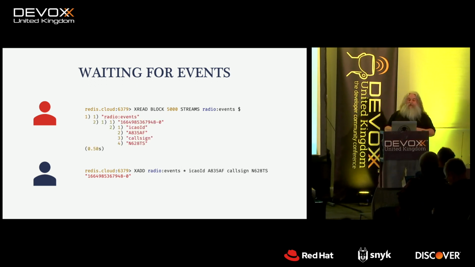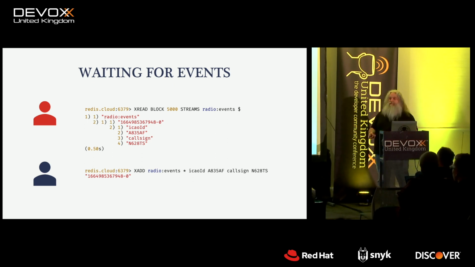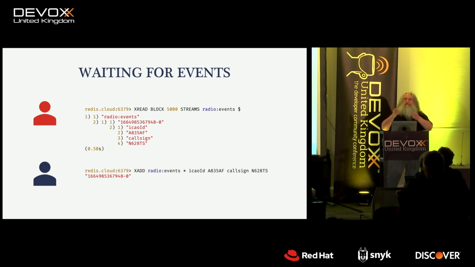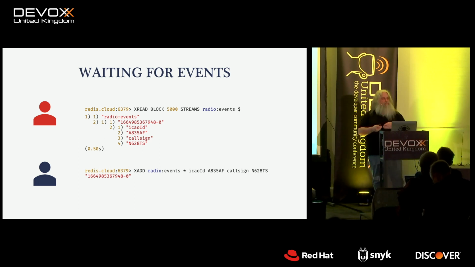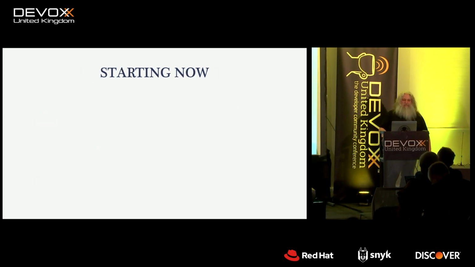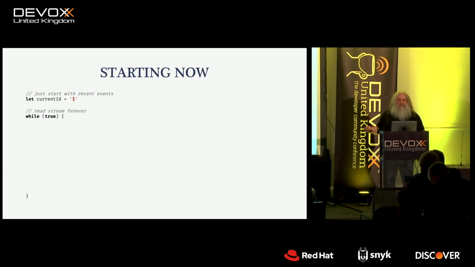Then for subsequent calls, you wouldn't want to do $, you'd want to use the ID of the message you just got, because that will get you everything after that. If you do $ again, things can come in before you call again, and you could miss messages. So you kick it off with the $ sign, then you start passing in the ID each time you receive one. So that's the streams component for Redis.